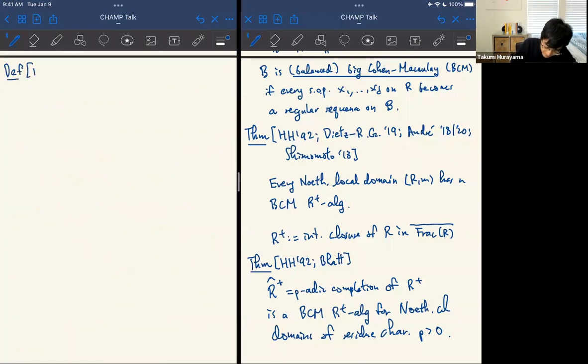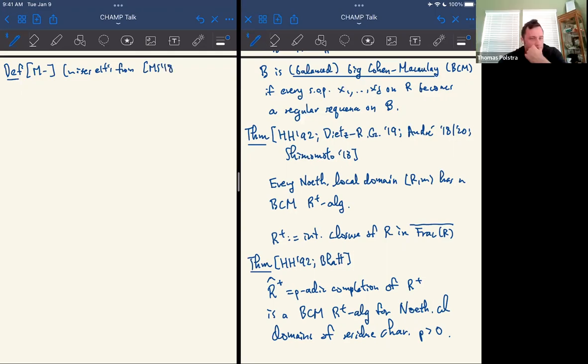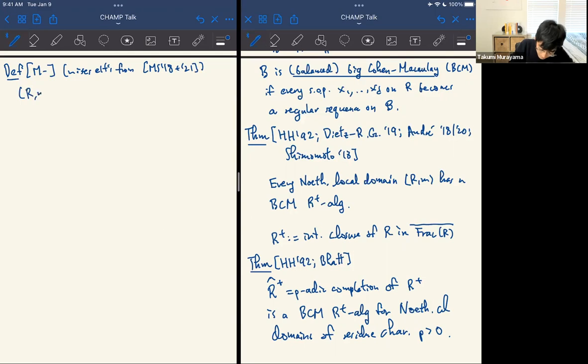So let me tell you my definition of a test ideal. So this mixes elements from Schwede 18 and 21. So if you have a regular complete local ring R, and B is a BCM R plus algebra, and you have a bunch of elements f1 through fn inside of R, and a rational number t.